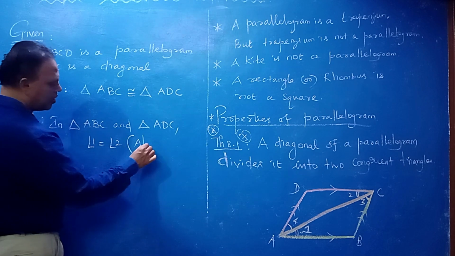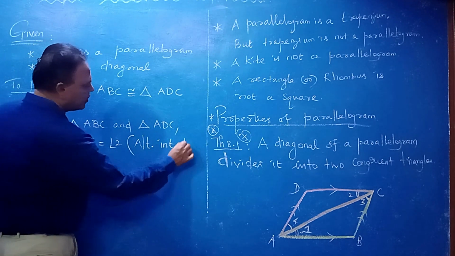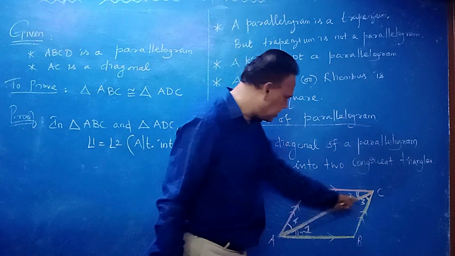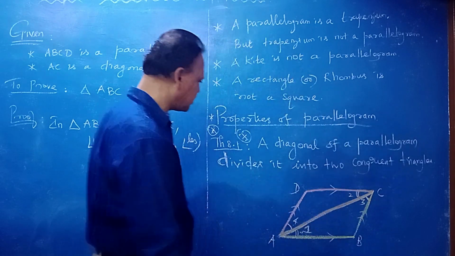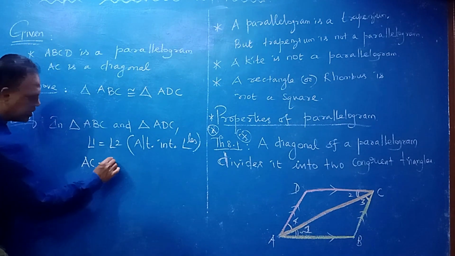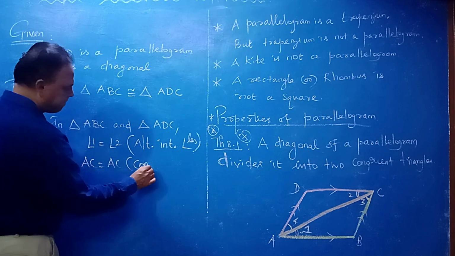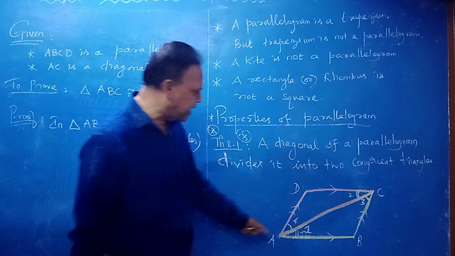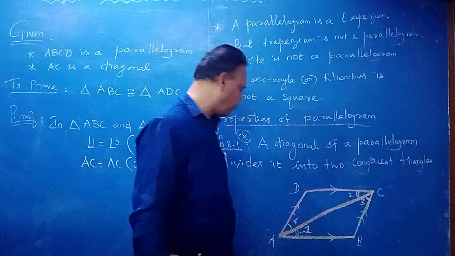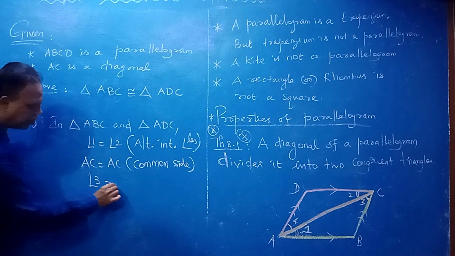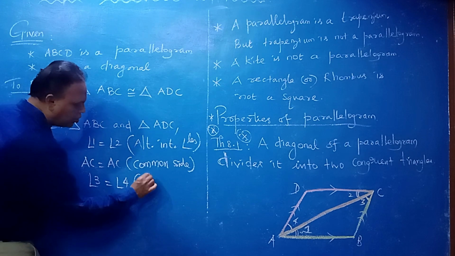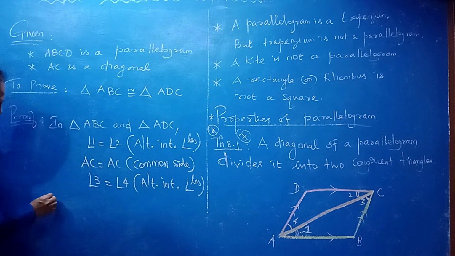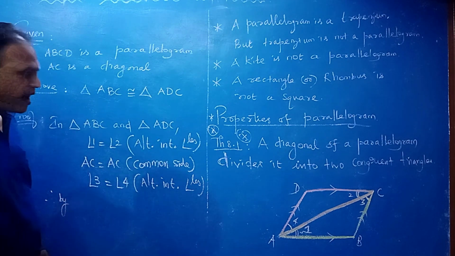How to write the reason? Alternate interior angles. Next you see the common side we are getting. AC equals AC, common side. Write correctly in order. Next, angle 3. In this triangle, angle 3 corresponds to angle 4. Angle 3 equals angle 4. That is also alternate interior angles.